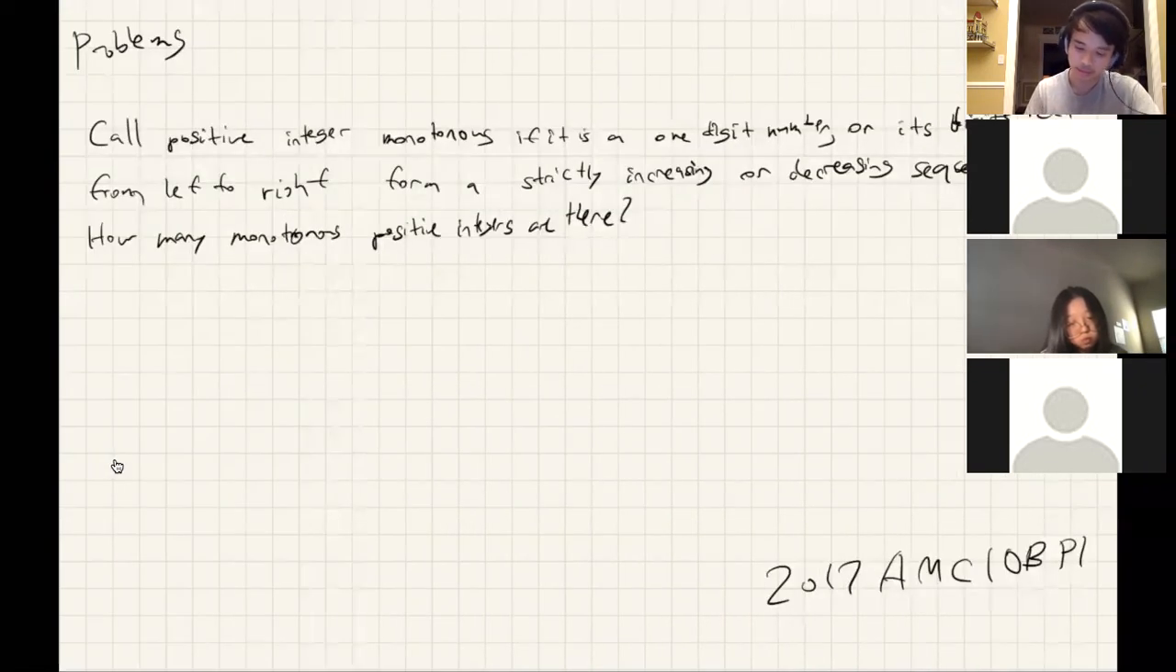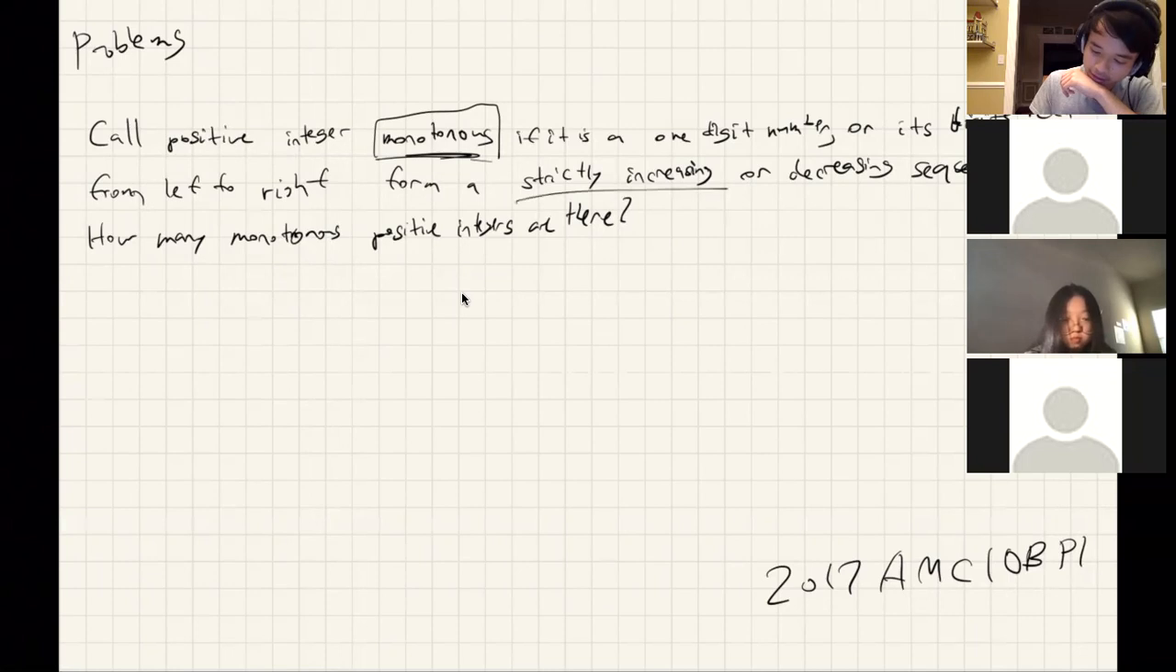So, all right, this is an example from the 2017 AMC 10B. Call a positive integer monotonous. I guess you can call my voice very monotonous. If it is a one-digit number, or its digits read from left to right form a strictly increasing or strictly decreasing sequence. So the question is asking you, how many monotonous positive integers are there?